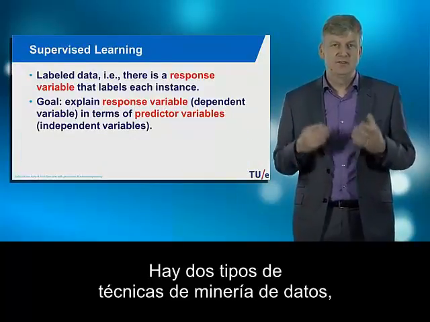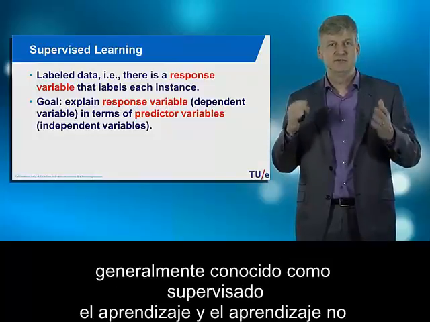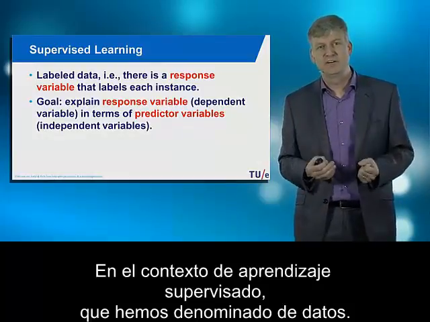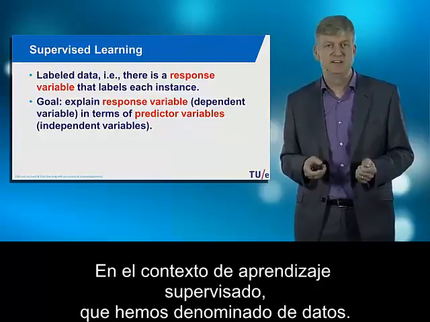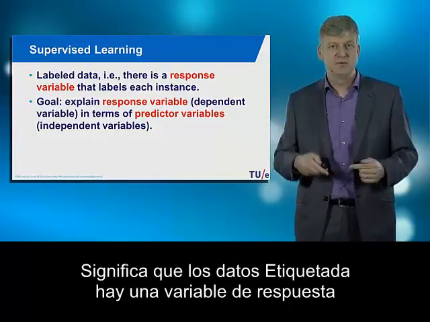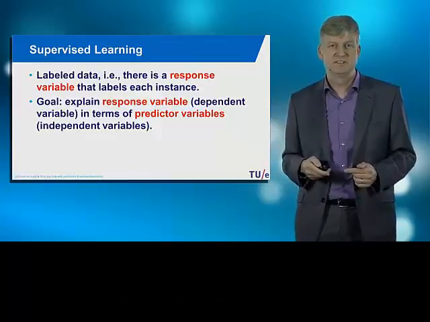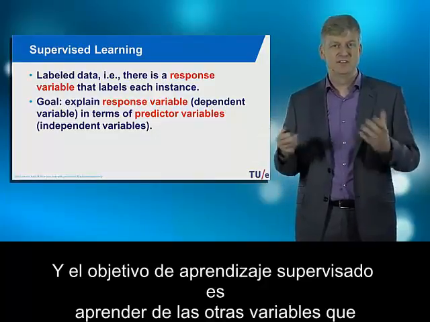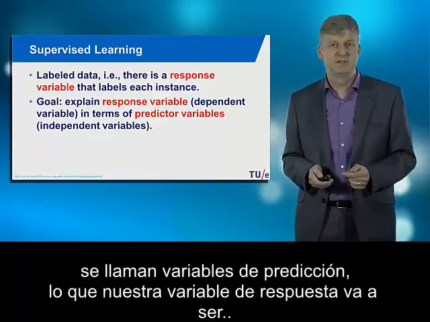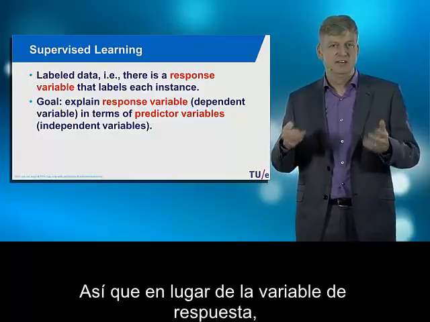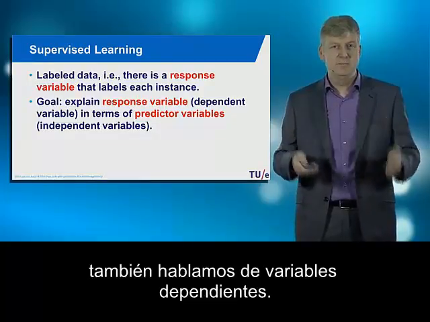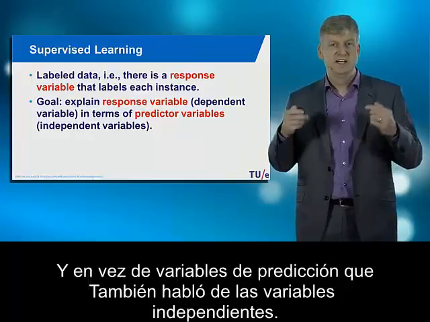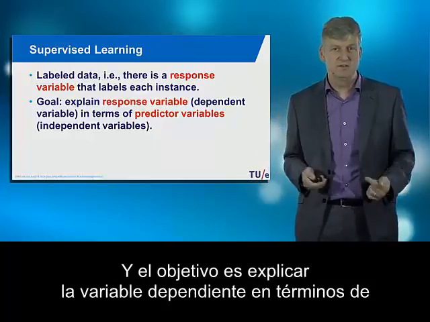There are two types of data mining techniques, generally referred to as supervised learning and unsupervised learning. In the context of supervised learning, we have labeled data. And labeled data means that there is a response variable that labels the instance. The goal of supervised learning is to learn from the other variables, called predictor variables, what the response variable is going to be. Instead of response variable, we also talk about dependent variables, and instead of predictor variables, we also talk about independent variables. And the goal is to explain the dependent variable in terms of the independent variables.